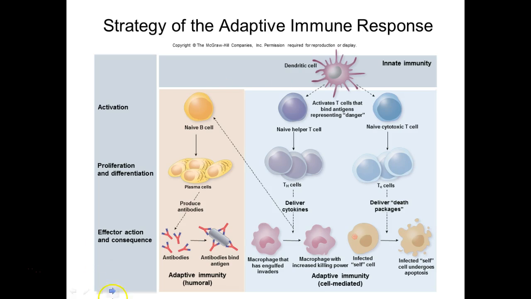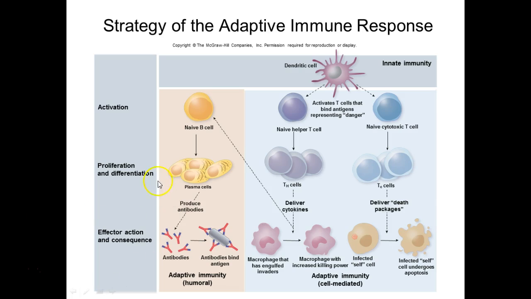B cells, on the other hand, as you see here, are our humoral, or sometimes referred to as antibody immunity, because what's going to be produced? Antibodies. And these only work outside of cells. Antibodies cannot get inside of cells.